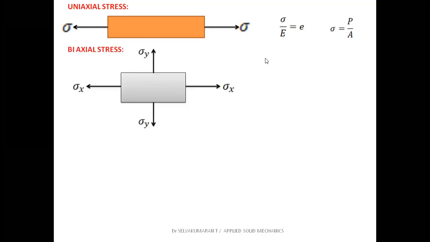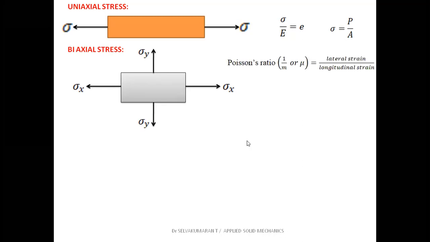Now biaxial stress. Let us assume that the stress acting along the horizontal direction, which is taken as x direction, is sigma x, and the stress acting in y direction, that's the vertical direction, let us take it as sigma y. So now the stresses are acting in both the directions, sigma x and sigma y.